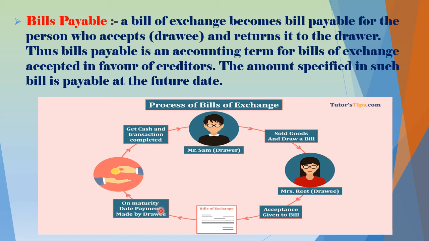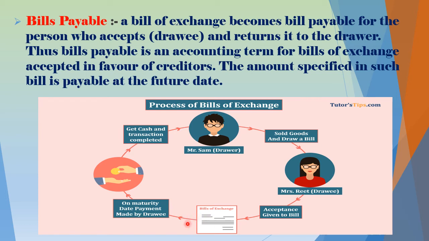Now in the previous part of the video we were talking about the discount of bills of exchange. So now let us say that before the maturity date, Mr. Sam is in great need of money. He was supposed to wait 3 months after receiving this bill, because Mrs. Reith is going to pay into his account after 3 months. But he is in great need of money, so he goes to the bank and gets the bill discounted.